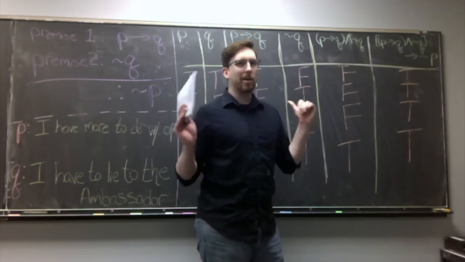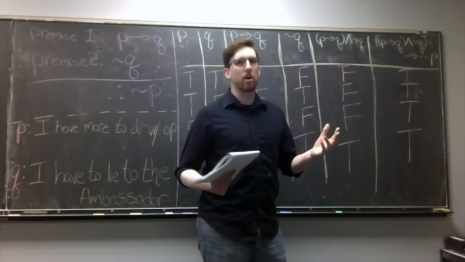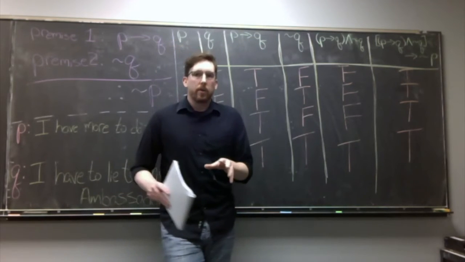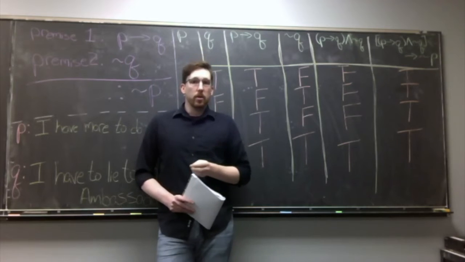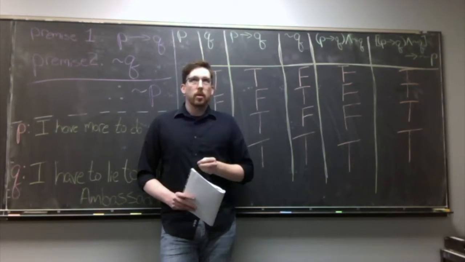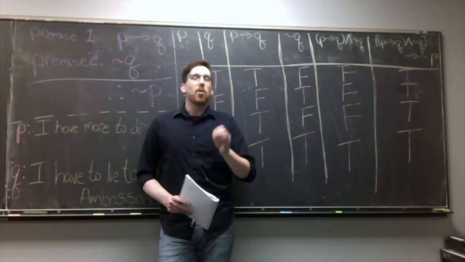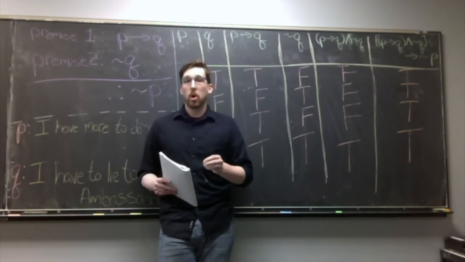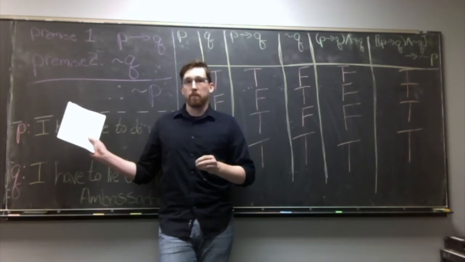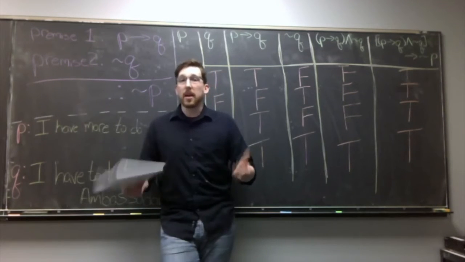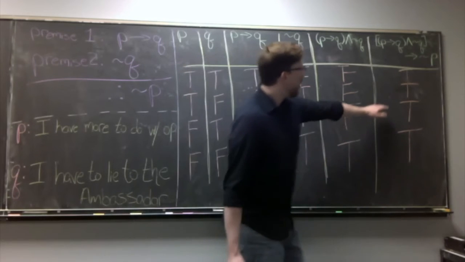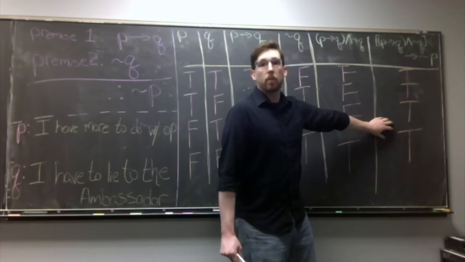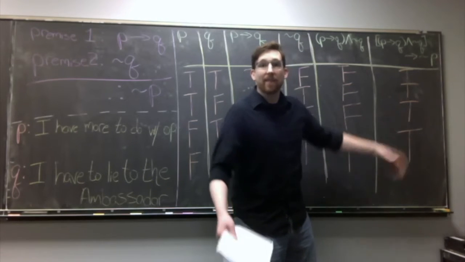All right, how are we going to use this? What does this tell us about our argument? Well, we say that our argument is valid when the conclusion is true whenever our premises are true. If that's the case, then this implication should always come out to be true. So in our first example, the argument is correct. It is a valid argument.